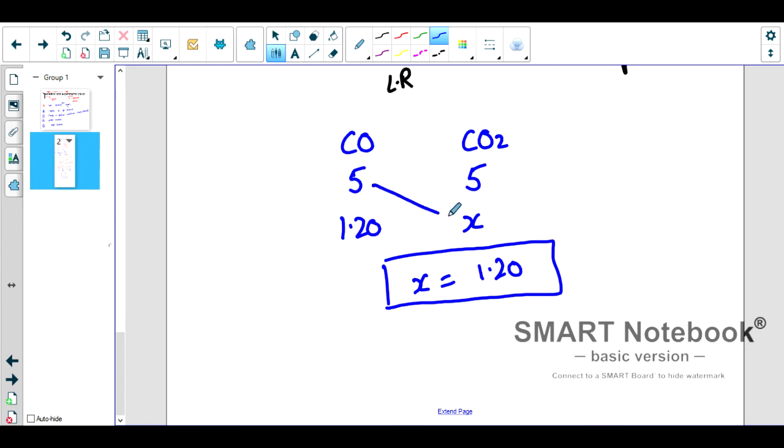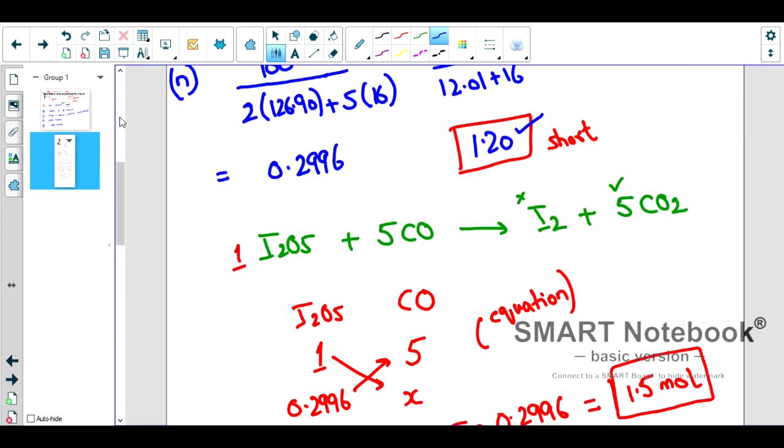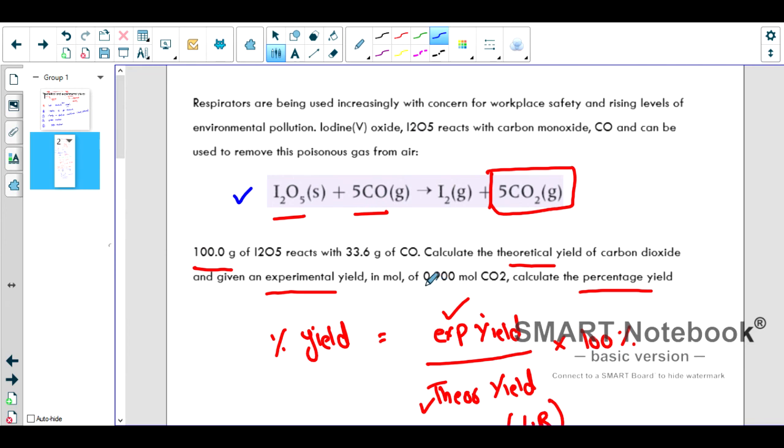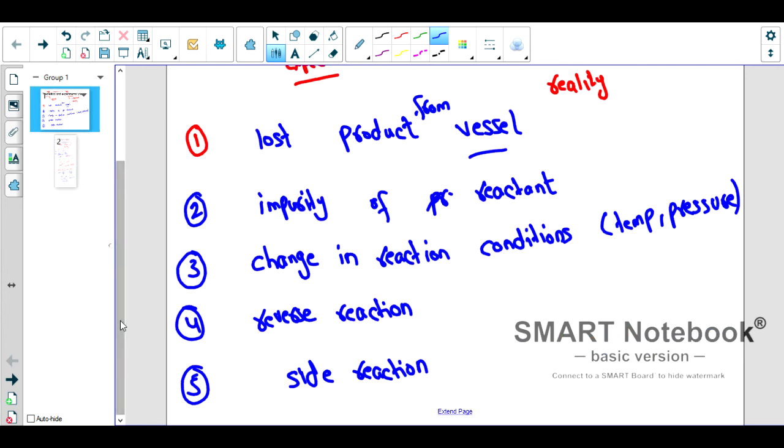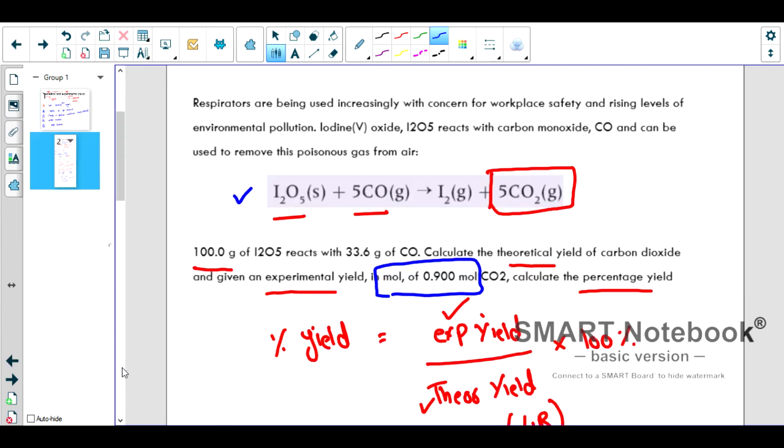This is simple. You can do the cross multiplication. So 5x equals to 5 into 1.20. This 5 will cancel this 5. You get 1.20. So according to calculations, I should get 1.20, but I am getting how much? 0.9. And why it is less? We have discussed the factors. These are the possible factors, which is the reason that experimental yield is always less than the theoretical yield.